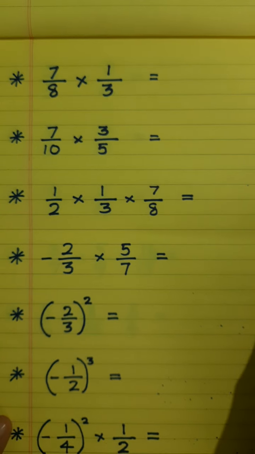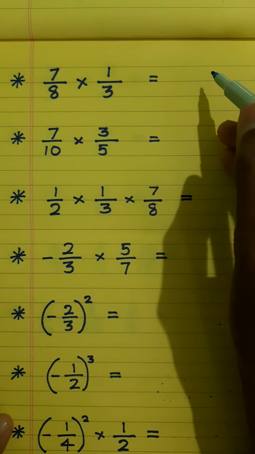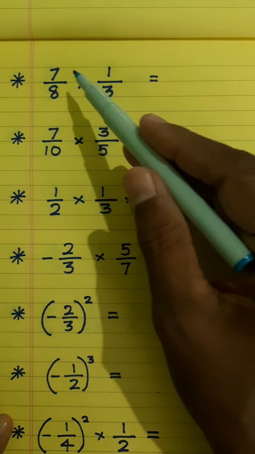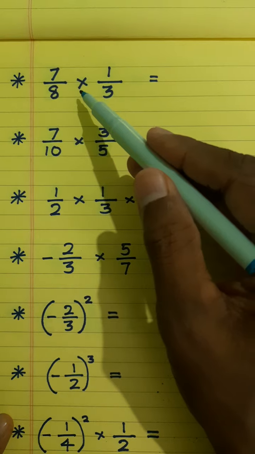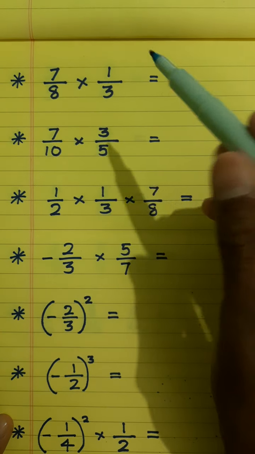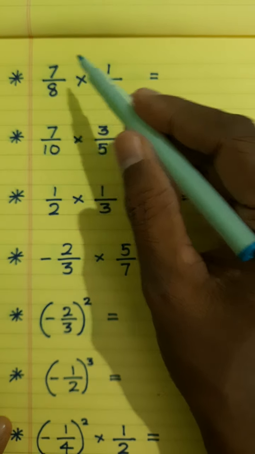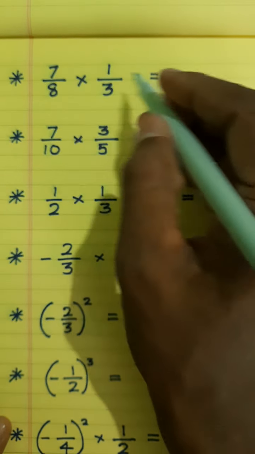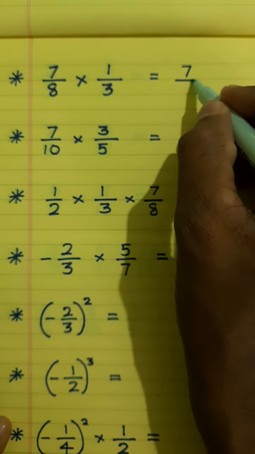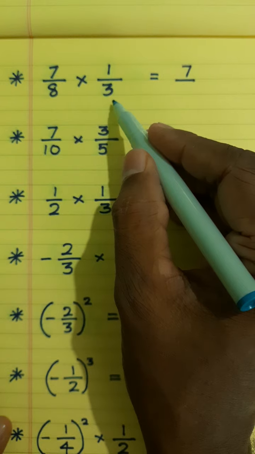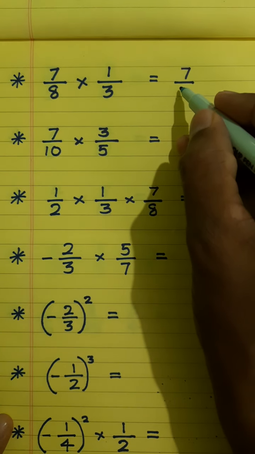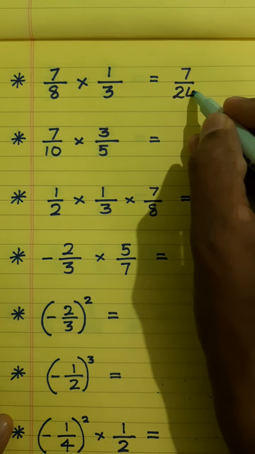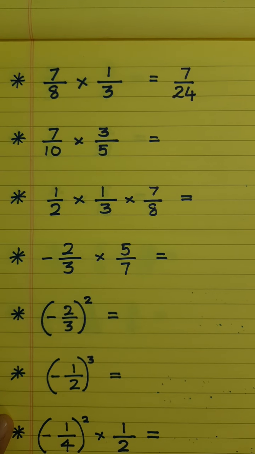Dear children, look at these examples. Now all of you know how to multiply fractions. Now we can find the answer very easily. 7 over 8 multiplied by 1 over 3. Then you multiply numerator by numerator, 7 into 1, 7. Denominator by denominator, 8 into 3, 24. So the answer is 7 over 24.